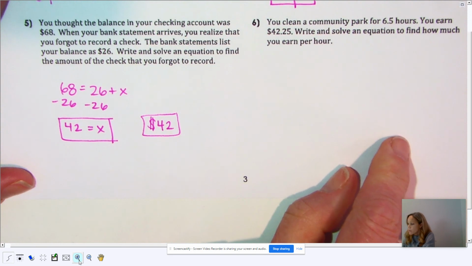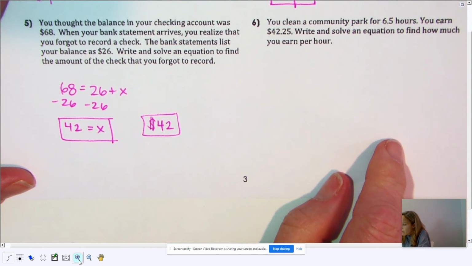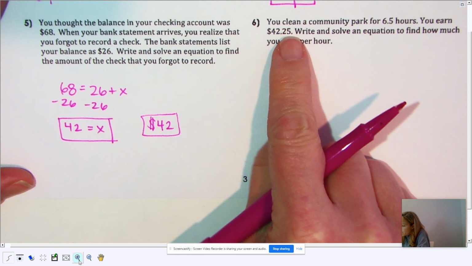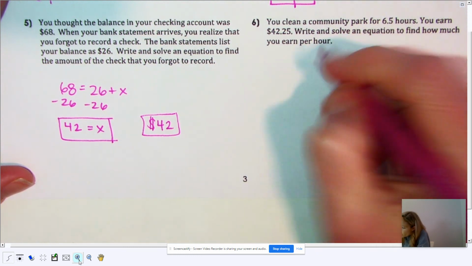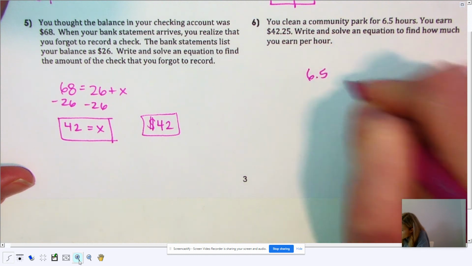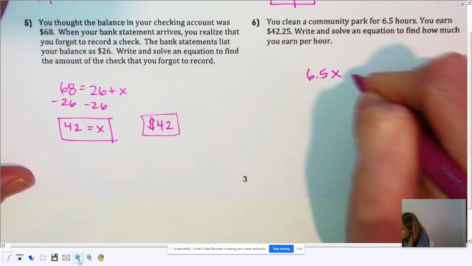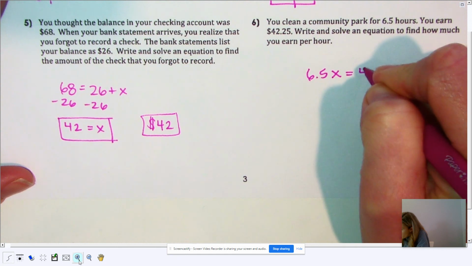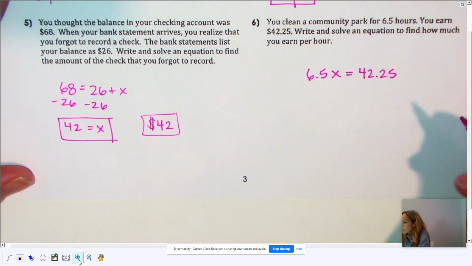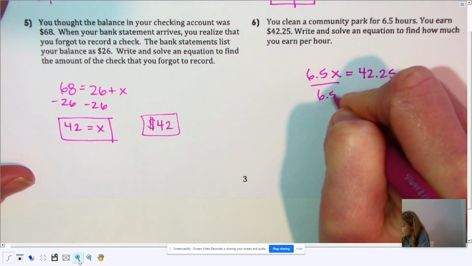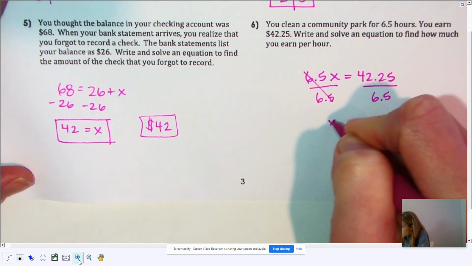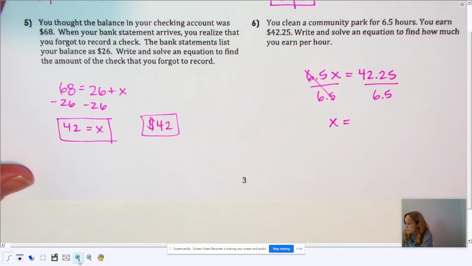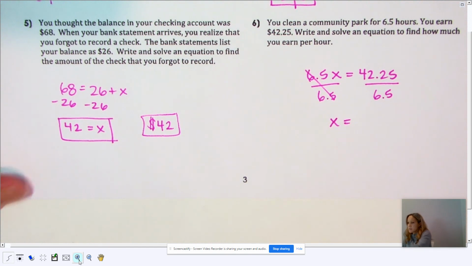Question number 6: you clean a community park for 6.5 hours. You earn $42.25. Write and solve an equation to find how much you earn per hour. So if I work for 6.5 hours times the number of hours, that will give me the total that I made, $42.25. So we're going to divide by 6.5 on both sides. So x equals, is that going to be 6 something?